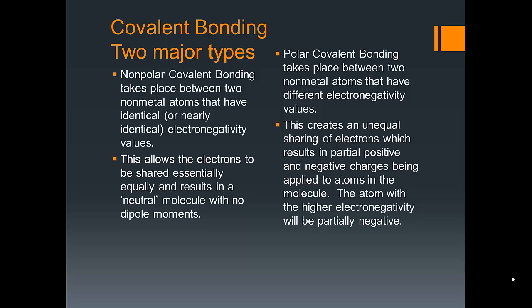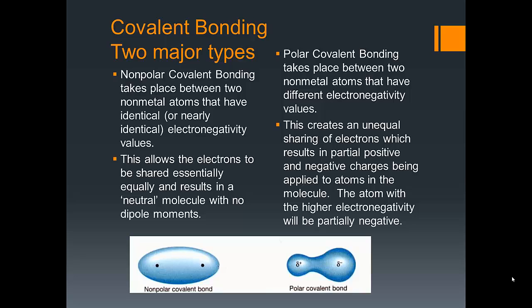So this creates an unequal sharing of electrons, which results in a partial positive and partial negative charge being applied to atoms in the molecule. The atom with the higher electronegativity value will be partially negative. So here we have a little picture of that. So the nonpolar covalent bond. The blue space kind of represents the electron density. So in a nonpolar covalent bond, it's a fairly equal distribution.